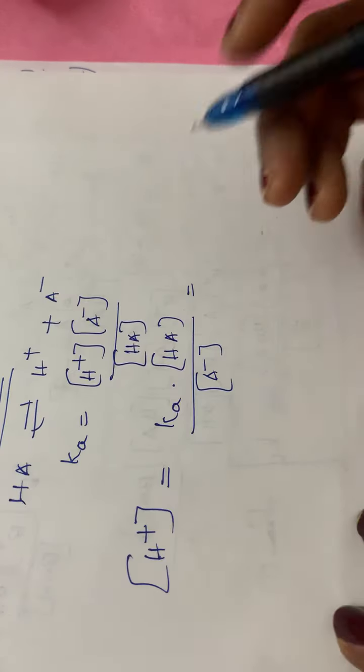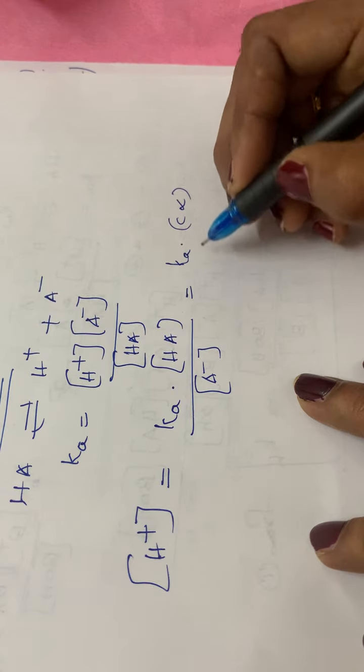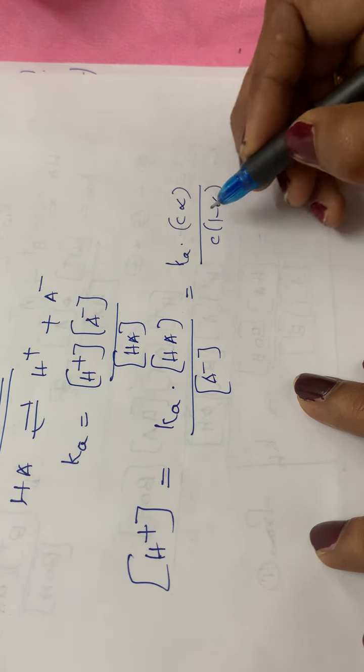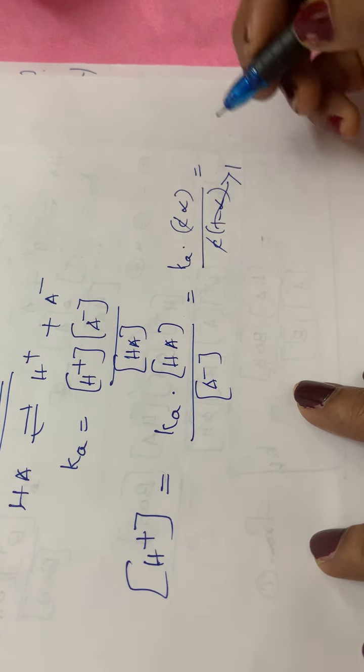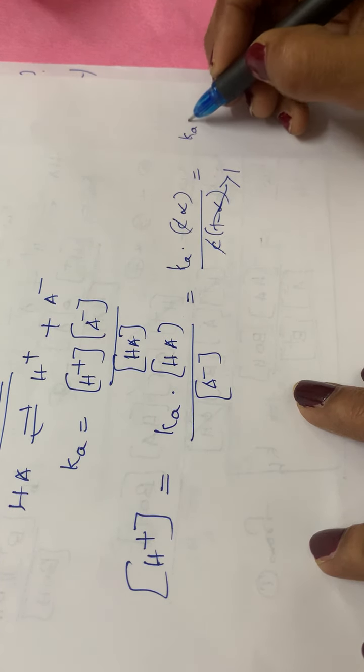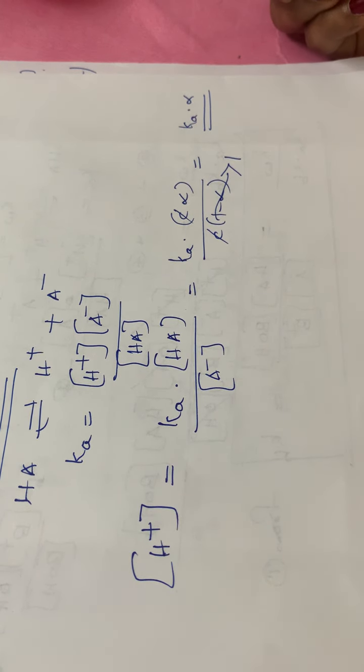So we can substitute it. Ka into HA is C alpha divided by A minus, which is C into 1 minus alpha. So C got cancelled. This 1 minus alpha is approximately equal to 1. So that is equal to Ka into alpha. H plus ion concentration is equal to Ka into alpha.